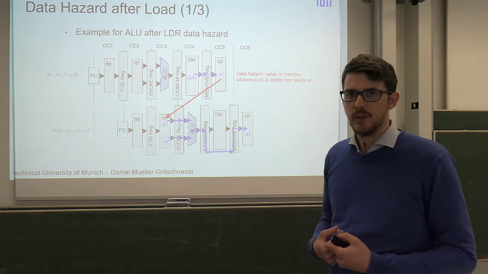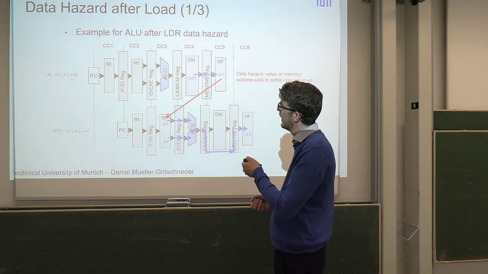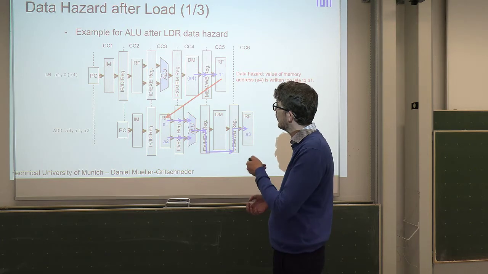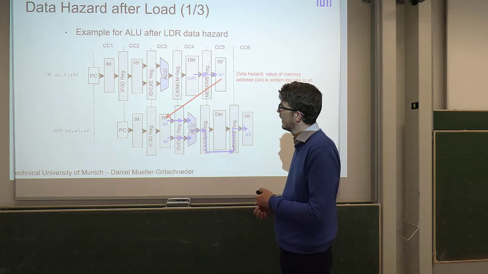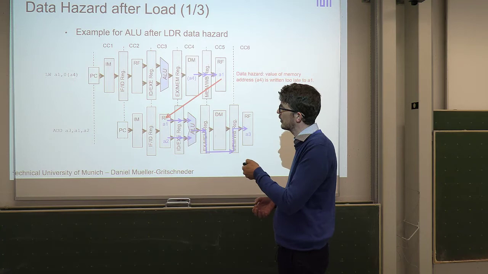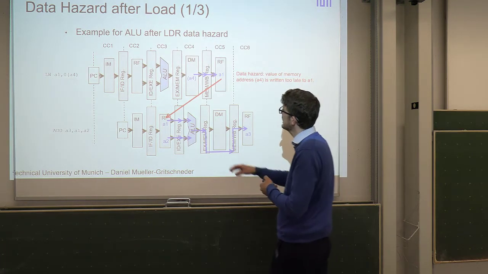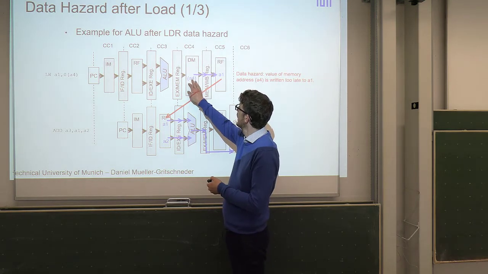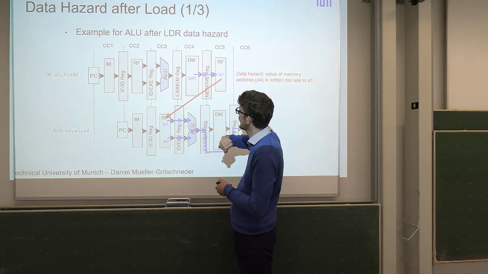The data hazard is the first one we can look into. There are 2 different situations. One is we have an ALU operation, an arithmetic operation, after a load. So let's have a look. We do a load, and we want to get the value from the address A4 and store it into A1. Then in clock cycle 4, we would load from the data memory, and in clock cycle 5, we would write it to the register file.